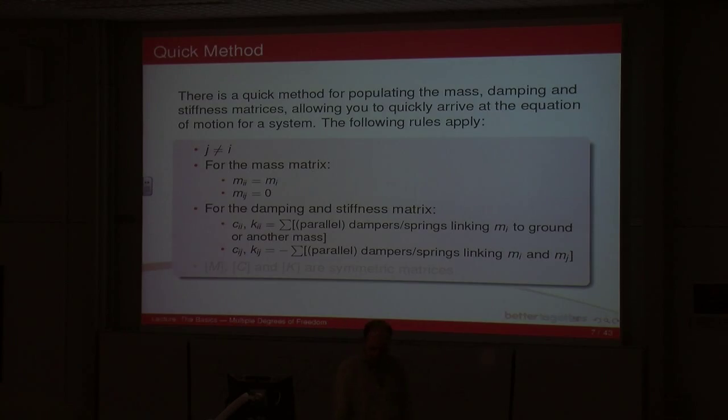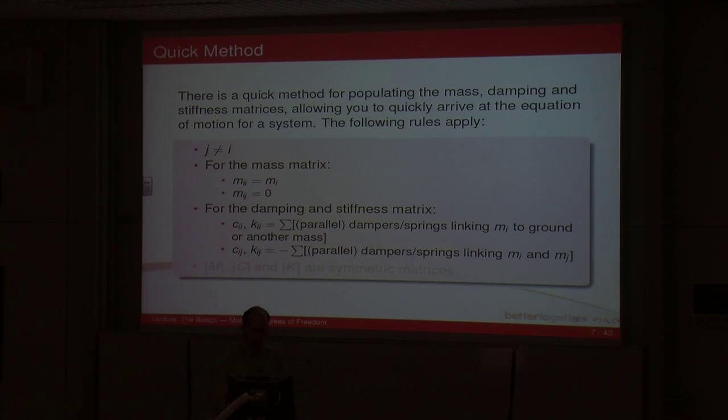For the damping and stiffness matrices, it's a little bit more difficult. The diagonals are basically the sum of the dampers, or the springs, linking the first mass, so M1 if i was 1, or M2 if i was 2, linking it to ground or to another mass. Okay, it's the sum of them. You add them all up together.